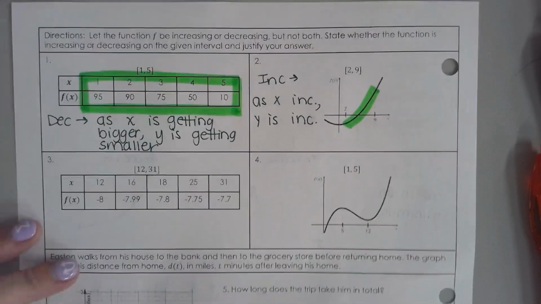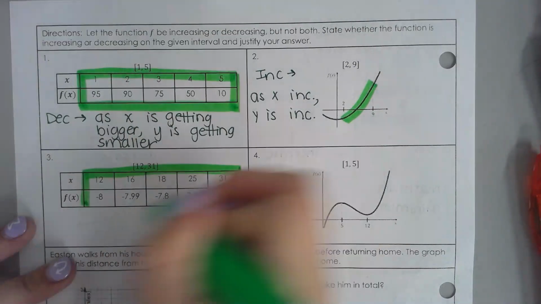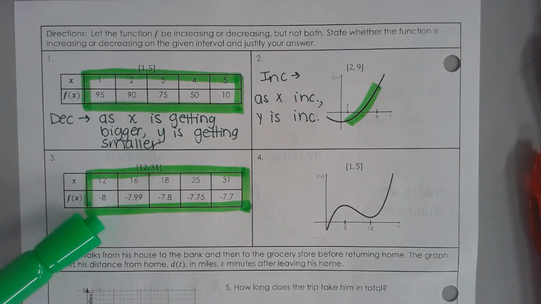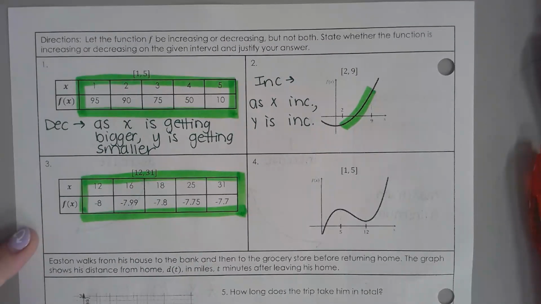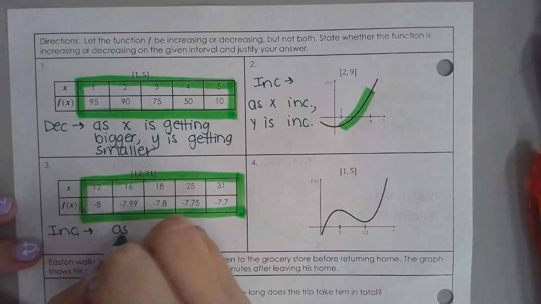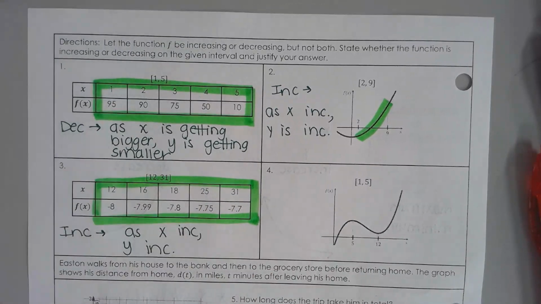All right. And number 3 is from 12 to 31, which is this entire thing. Increasing or decreasing? Increasing, yeah. Negative 8 is smaller than negative 7.7. Oh, it's negative. Yep, it's increasing. As x increases, y increases. Gotta get used to putting a reasoning on things.